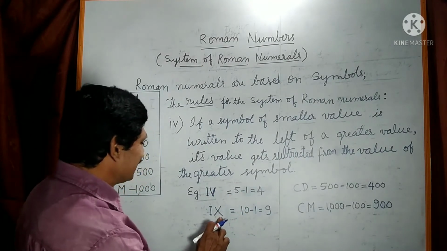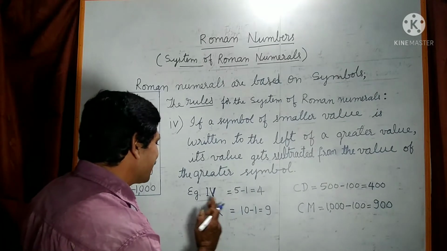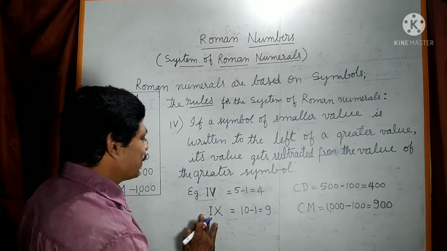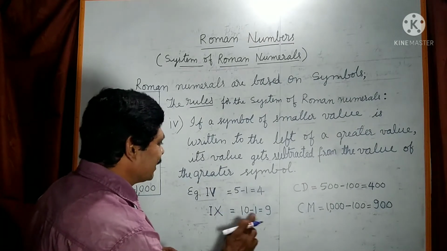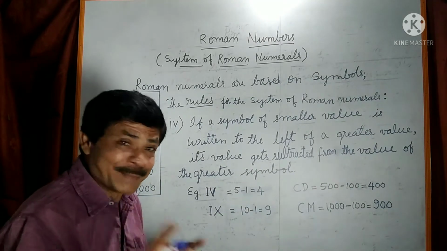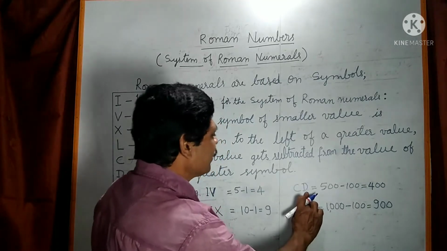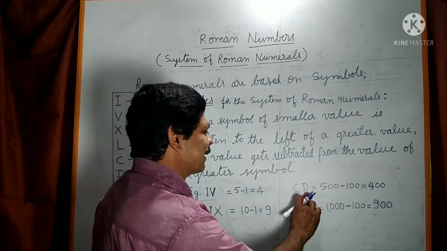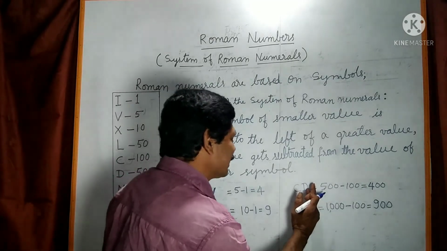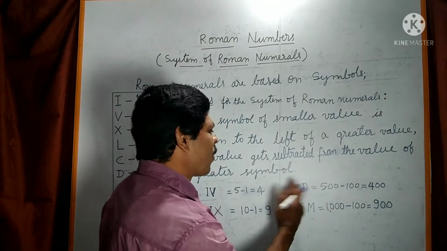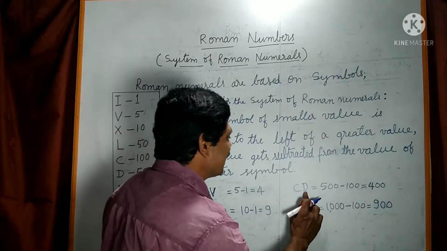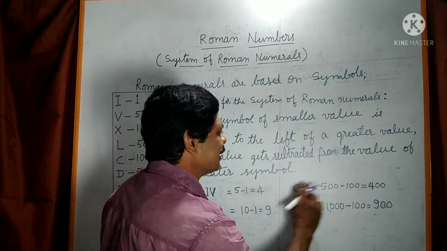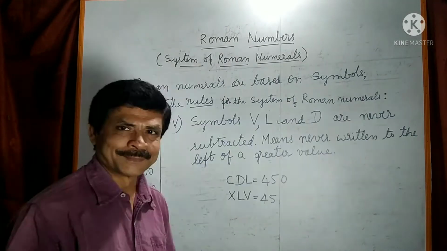Here we have written X and left of X we have written smaller value symbol I. So that 10 minus 1 is equal to 9. Similarly, D is 500 and we have written C to the left of D. So that 500 minus 100 is equal to 400.